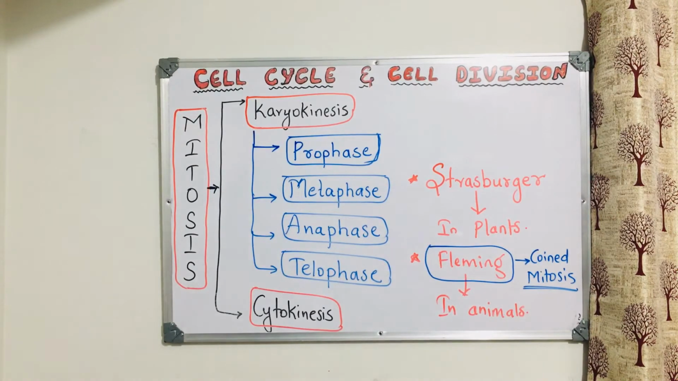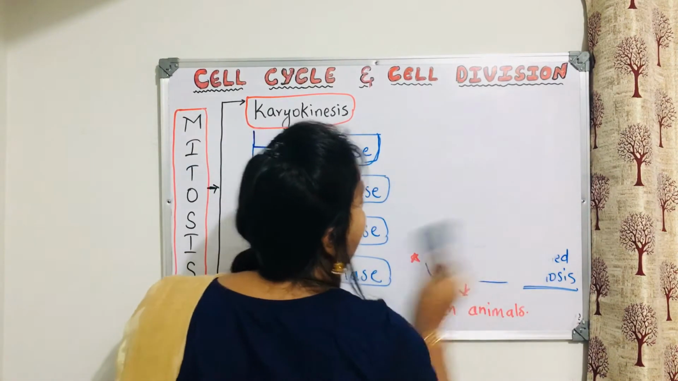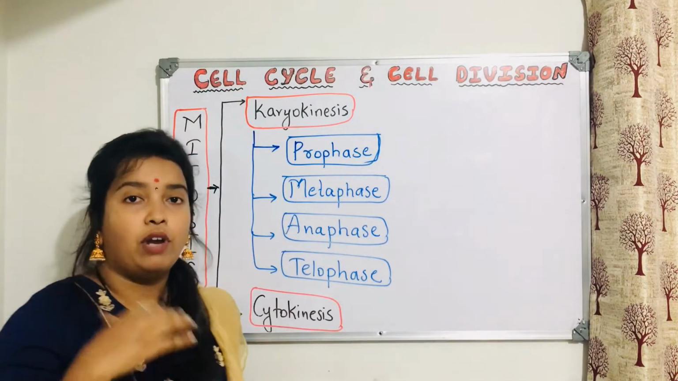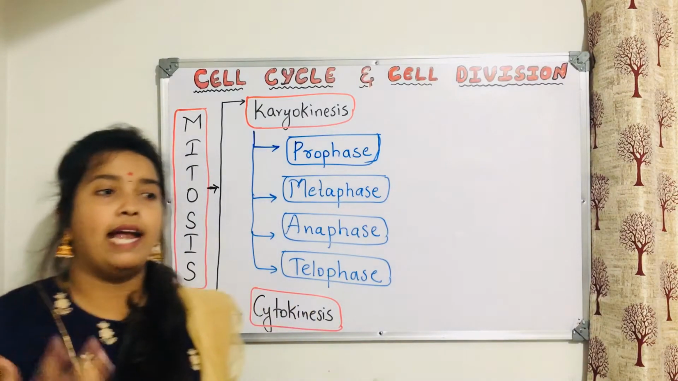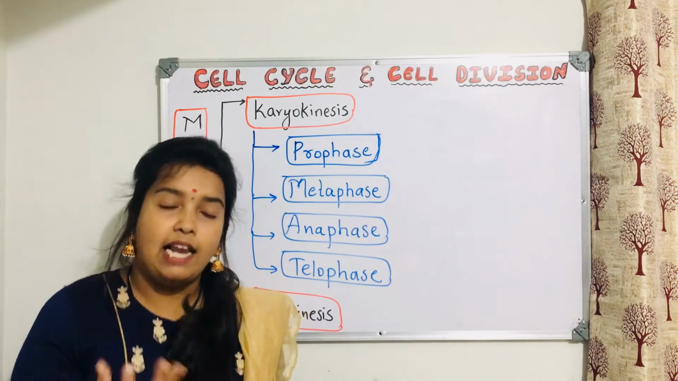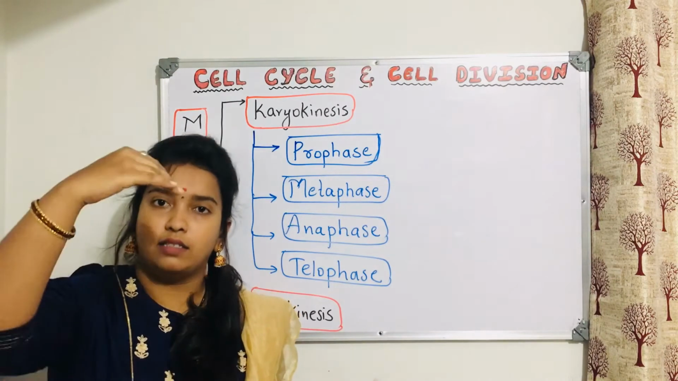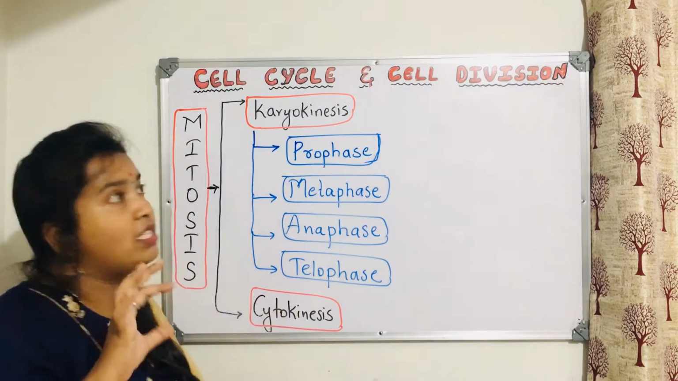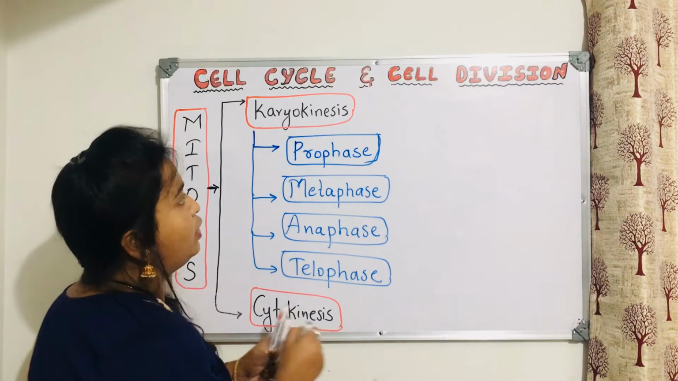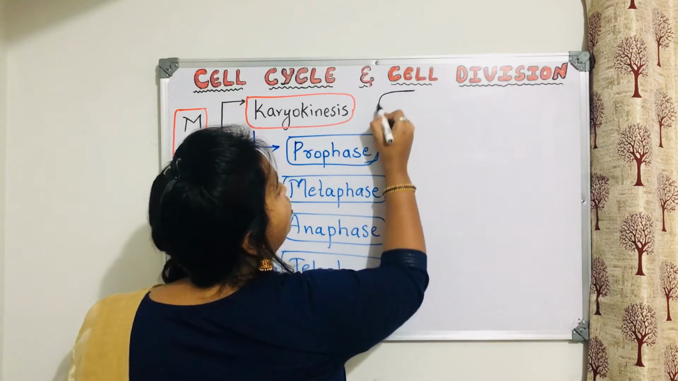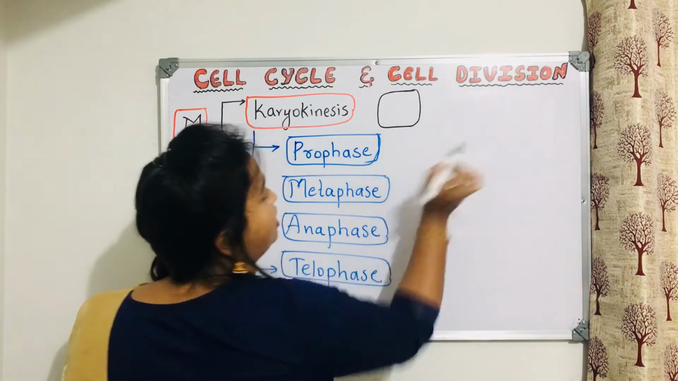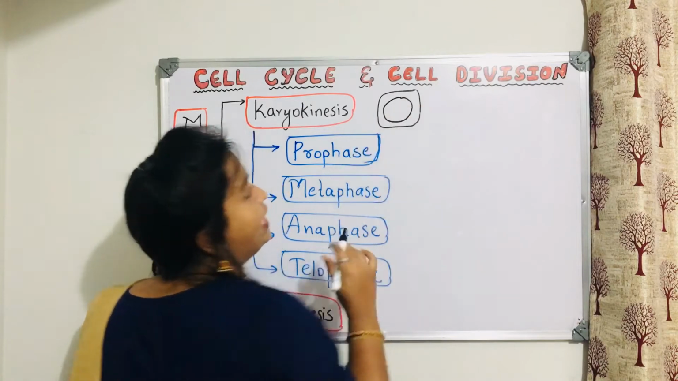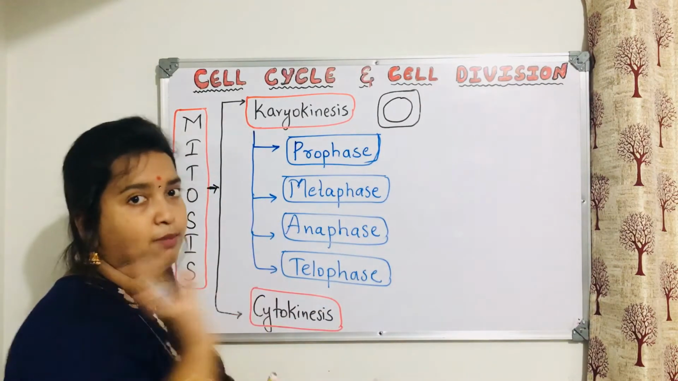Okay, now coming to the stages. We'll not waste time, we'll just start. Before entering karyokinesis, or before entering mitosis, the cell will be in the cell cycle phase, wherein it has completed G1, S, and G2 also. Then how the cell looks, I will be showing here. You just remember this cell, because you need to compare it with all the stages. This cell will have its own nucleus.